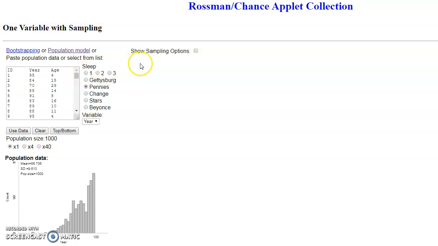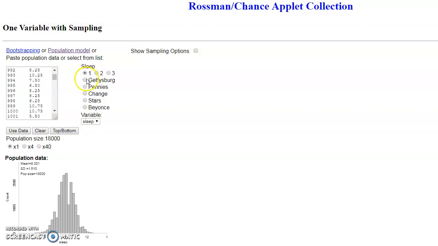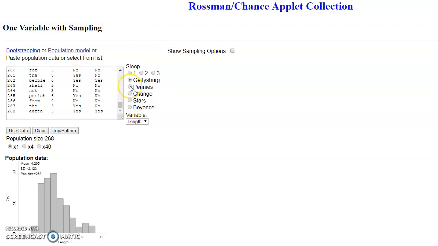I want to talk today a little bit about sampling. I'm going to use this Rossman and Chance applet to help me discuss it. There are a couple of populations we can pick from. We can pick from sleep habits from a whole bunch of people. We can pick from the words in the Gettysburg Address.